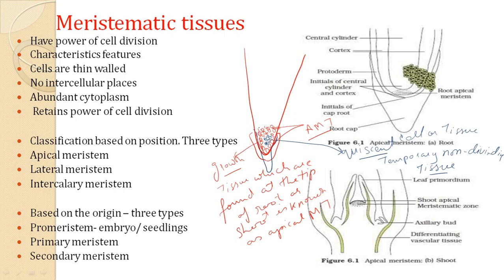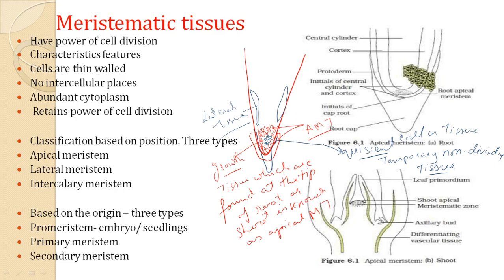After the division, elongation will be seen, and this elongation gives rise to a tissue which helps in supporting the area, and that is called lateral tissue. So lateral tissue helps in the elongation of the tissue, while the apical tissues help in the formation of new tissue and growth of the tissue.